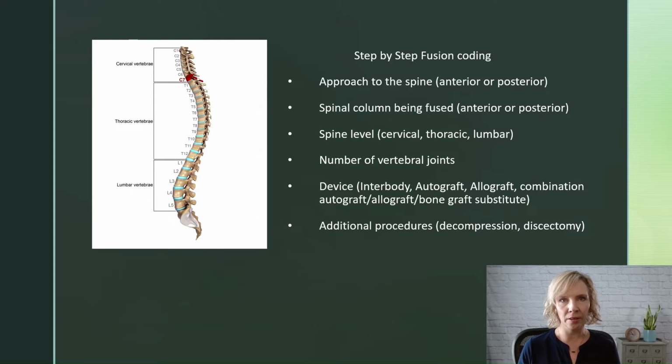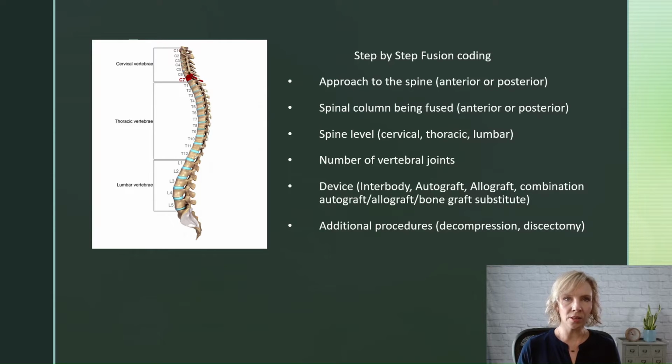When you're coding a spinal fusion, there are a few key pieces of information you'll need to gather from the operative report. You need to determine the level of the spine that was fused and how many vertebral joints were involved. Additionally, you'll need to determine whether the fusion was done on the anterior column, which is towards the front of the body, or the posterior column, which is towards the back of the body. When both the anterior and posterior portions of the spine are fused, this is sometimes referred to as a 360-degree fusion. If both the anterior and posterior columns are fused, it's important to report the PCS codes for both procedures.